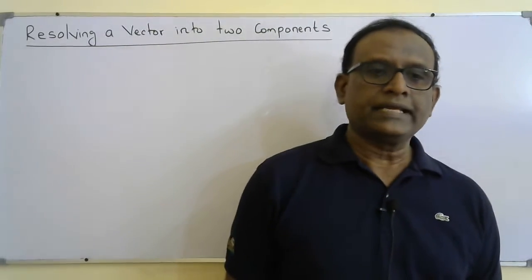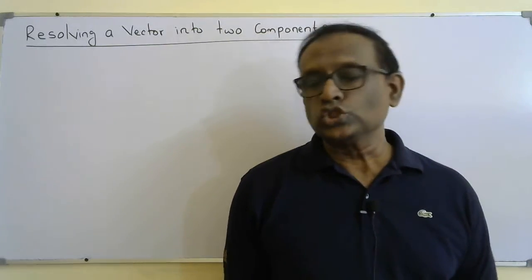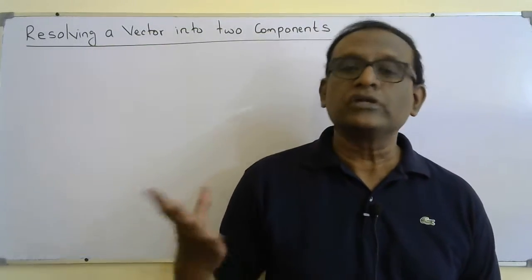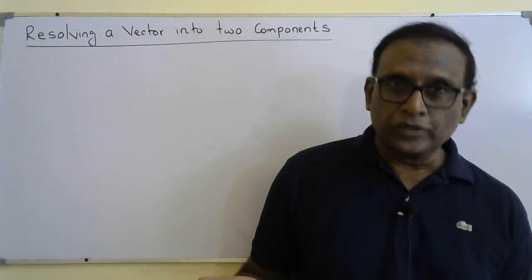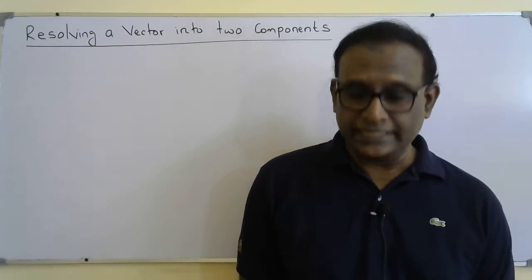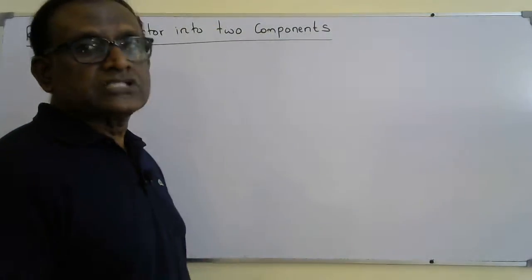Okay, so the next topic is about resolving a vector into two perpendicular components, or two right-angled components. Say for example, what do you mean by resolving a vector?